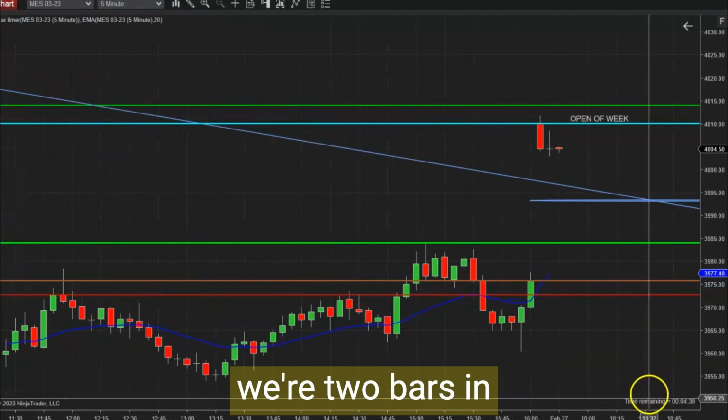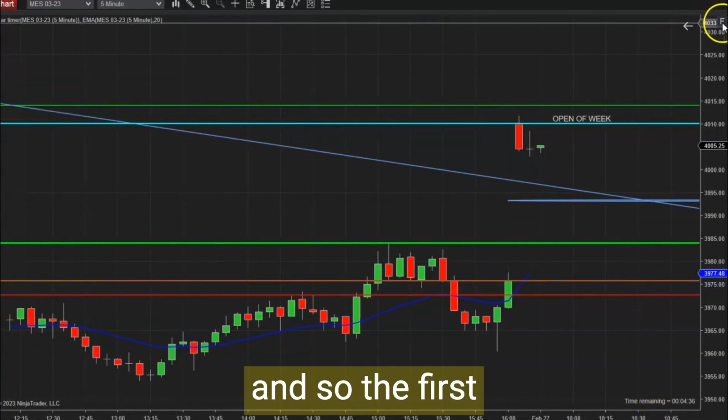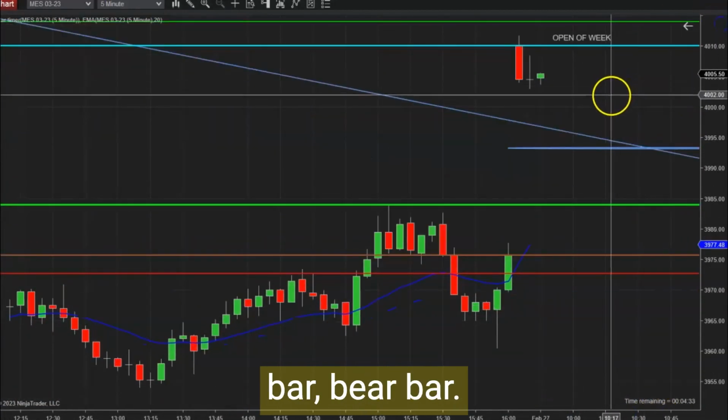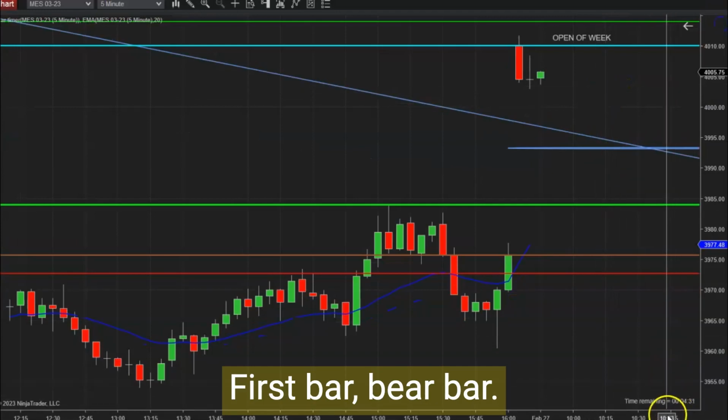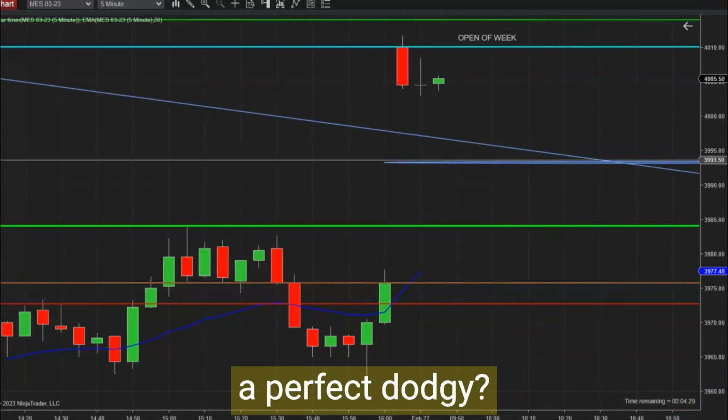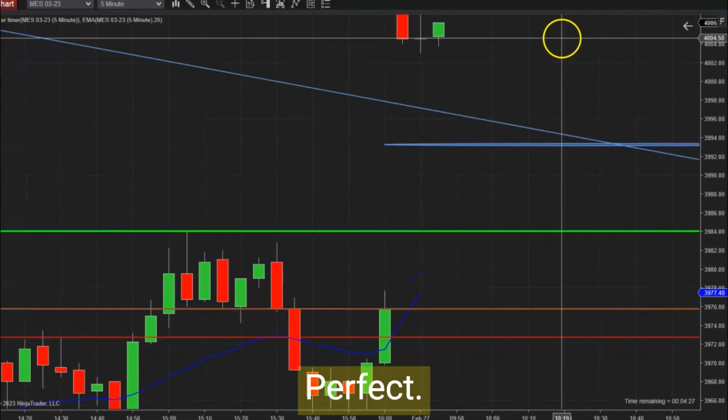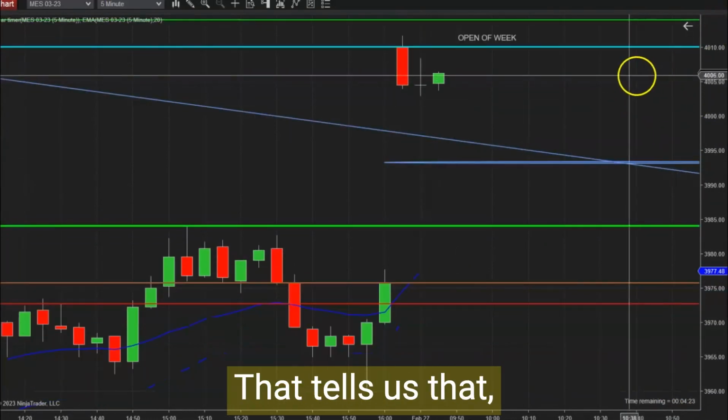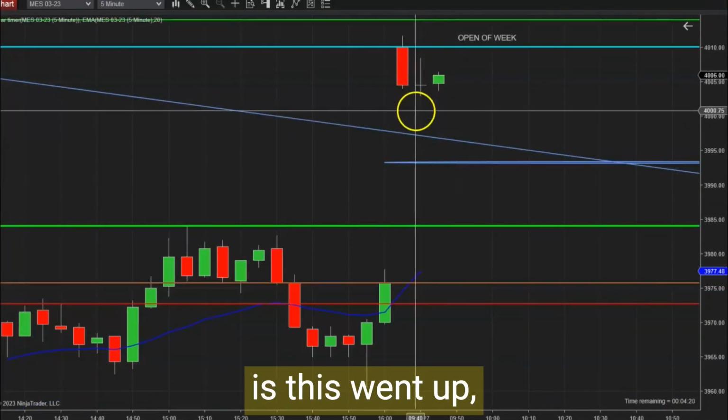All right, so we're 2 bars in, and so the first bar, bear bar. Okay, first bar, bear bar. And this bar looks like, was it a perfect doji? Can't even tell. Yeah, perfect doji. What does that tell us? That tells us that, so what happened is this went up, went down.